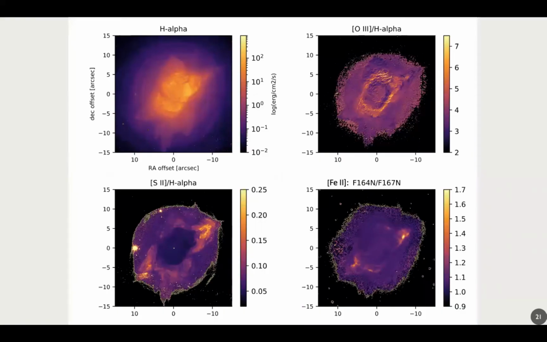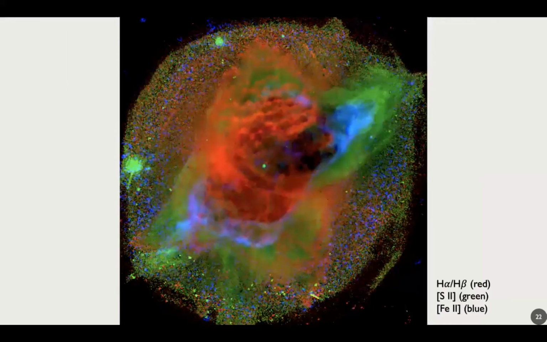Here are a few line ratio images. I wanted to focus on sulfur 2 and iron 2, which are used for tracing strong shocks that can occur in nebulas. So here I have placed together an H alpha over H beta image in red, sulfur 2 in green, and the iron 2 in blue. And you can see how the sulfur 2 and the iron 2 nestle in very well with each other, indicating that this would be a region where a strong X-ray emitting shock would be occurring.